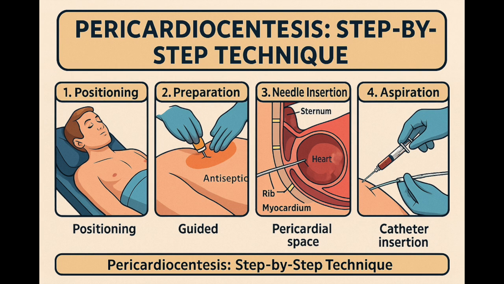Once the needle is correctly positioned, the sixth step is drainage. Pericardial fluid is aspirated slowly to restore cardiac filling. Rapid removal of large volumes may cause hemodynamic instability, so controlled removal is essential. In many cases, a soft catheter is threaded over the needle to allow continuous drainage.